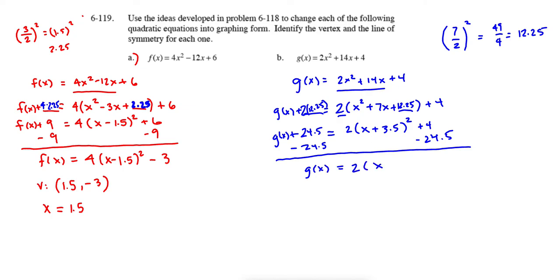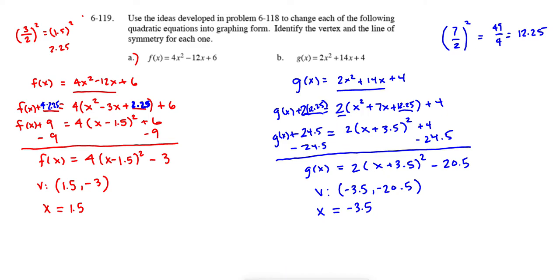So we should get 2 times the quantity of x plus 3.5 squared. And then we're going to take away 4, so that would be negative 20.5. So what we should end up with here is our vertex is going to be at the point negative 3.5, negative 20.5. And then our line of symmetry is going to be at where x equals negative 3.5.